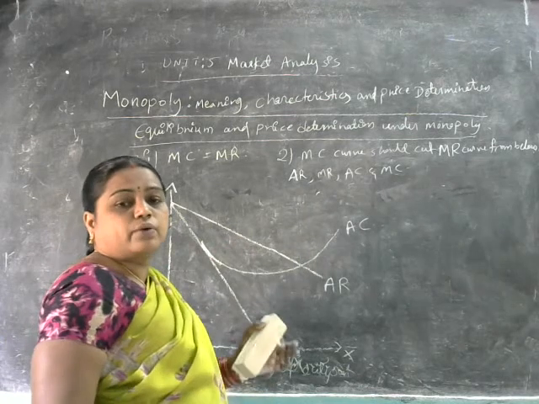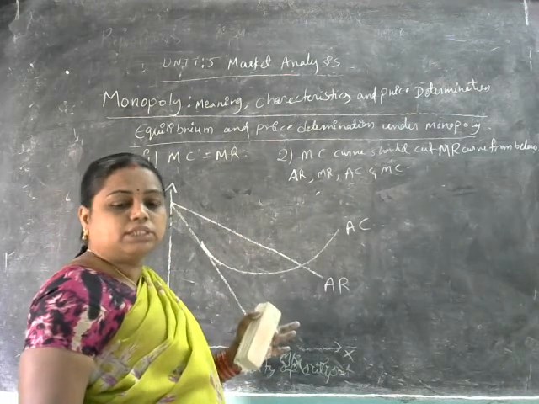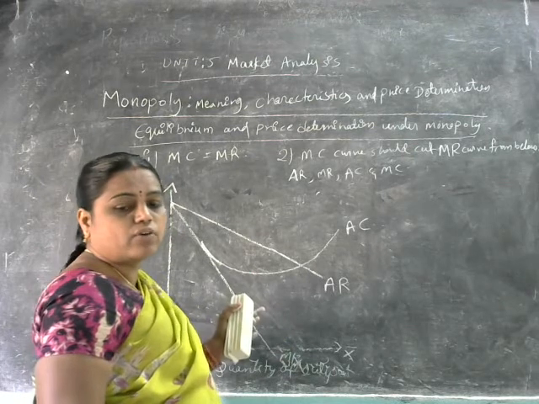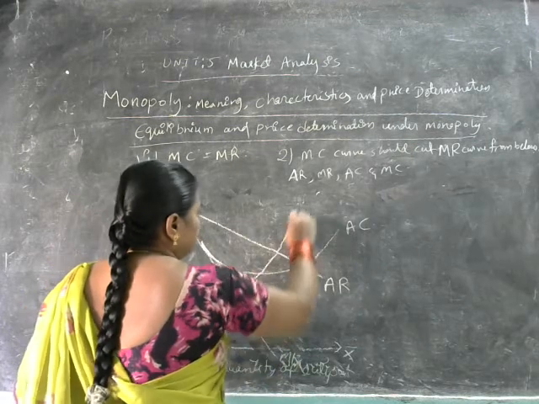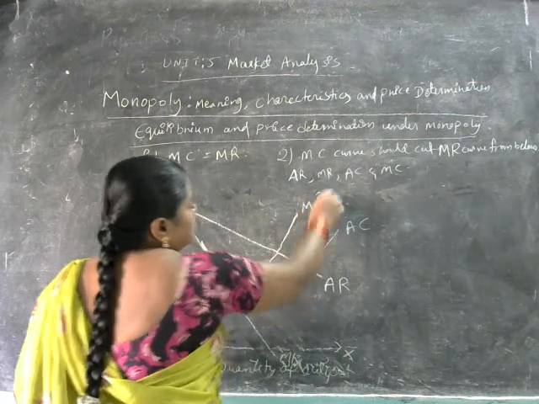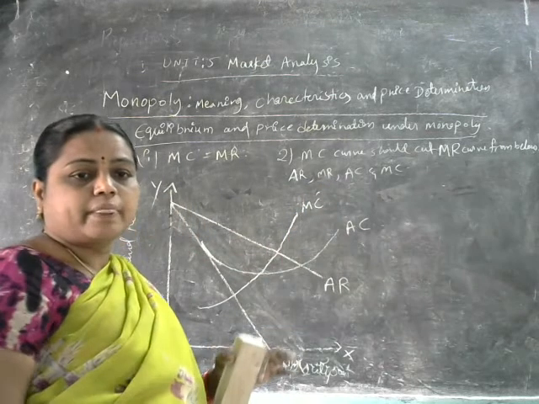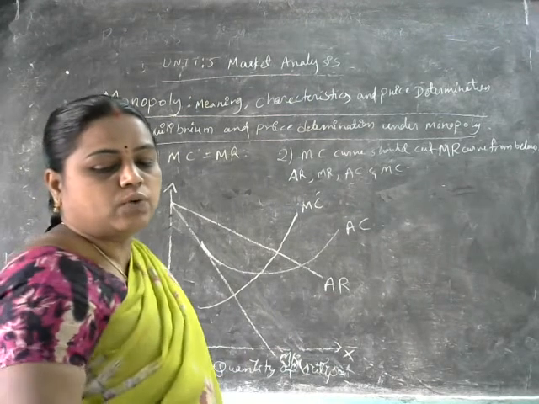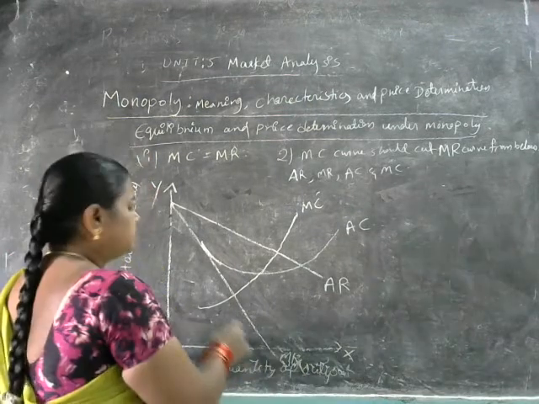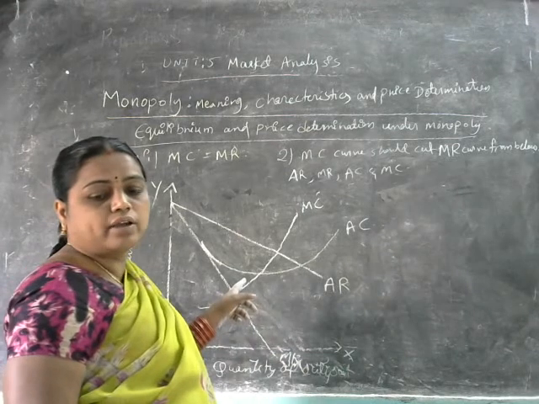Now we are going to draw the marginal cost curve here. This is the marginal cost curve we have drawn. So now we are going to add the remaining lines.